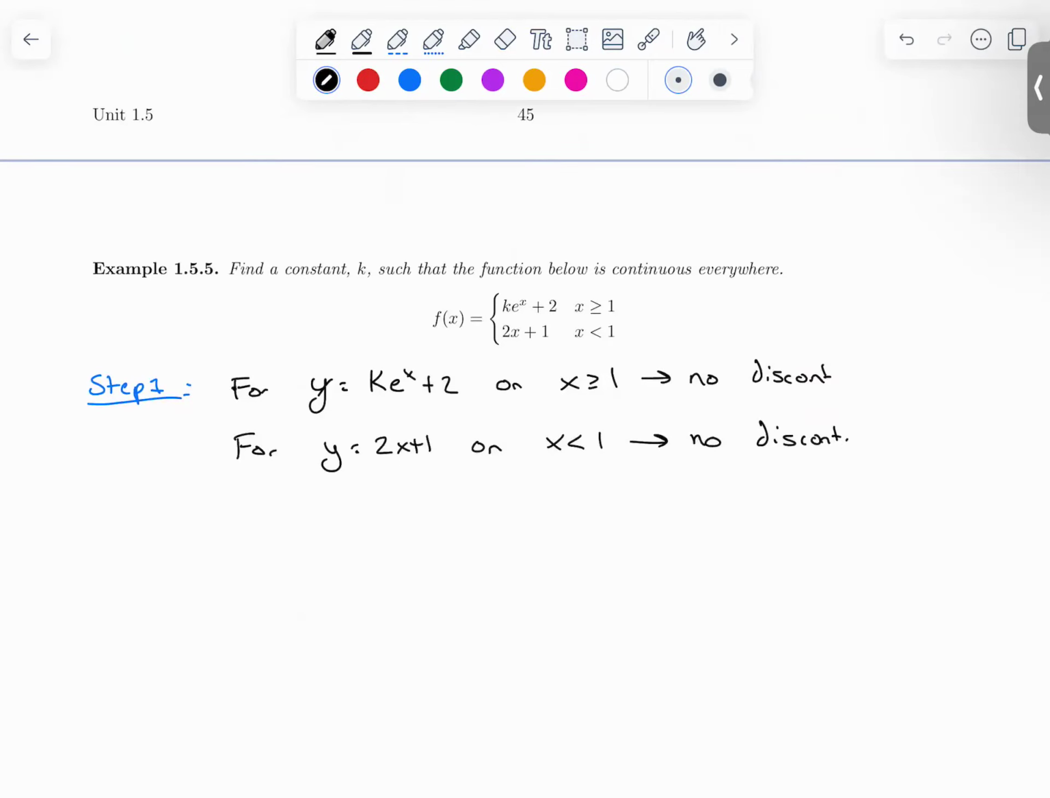Step 2. For x equals 1, that is our dividing value. f of 1 is equal to ke plus 2. It exists. We don't know what the number is. k times e is some number. We don't know what it is, but it's still just a number, so it exists. That is good news. So we can't solve for k here.